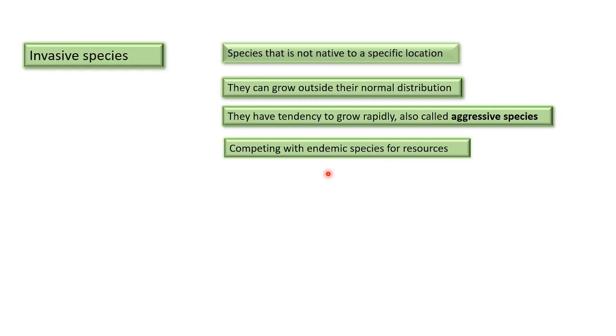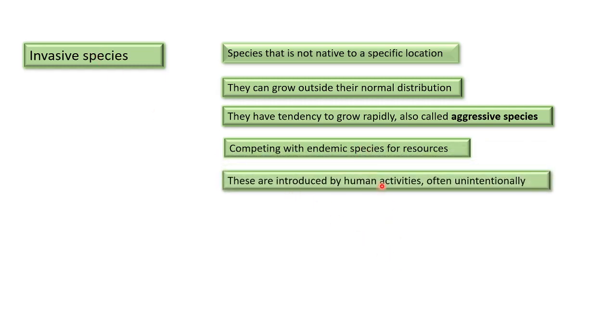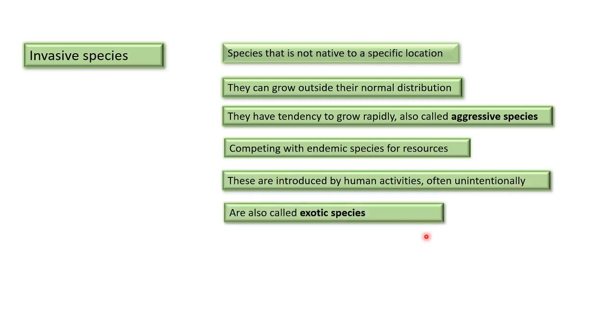Invasive species also reproduce more. They reproduce more rapidly, due to which their progenies grow faster. Also, they are introduced by human activities, often unintentionally. These are also known as exotic species because they have arrived from somewhere outside environment. Now that we know what are invasive species, we will look at some examples of invasive species.